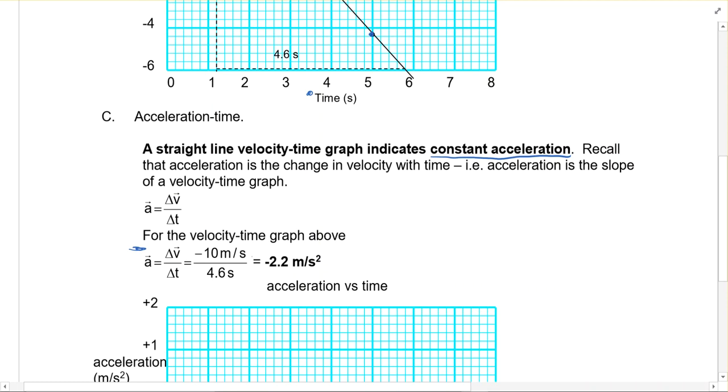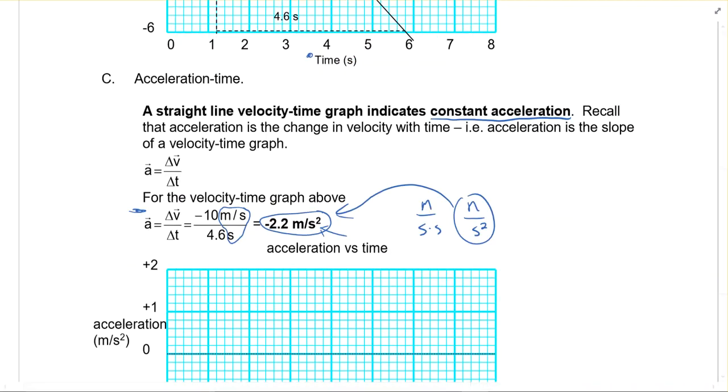It's going to be negative 10 over 4.6. We figured out that our acceleration here is going to be negative 2.2 meters per second squared. And those are our units for acceleration. And if you look at our units here, that's what you would get, because you've got meters over seconds and then over seconds again. This could also be written as meters over seconds times seconds, or meters over seconds squared. So that's where that unit comes from.